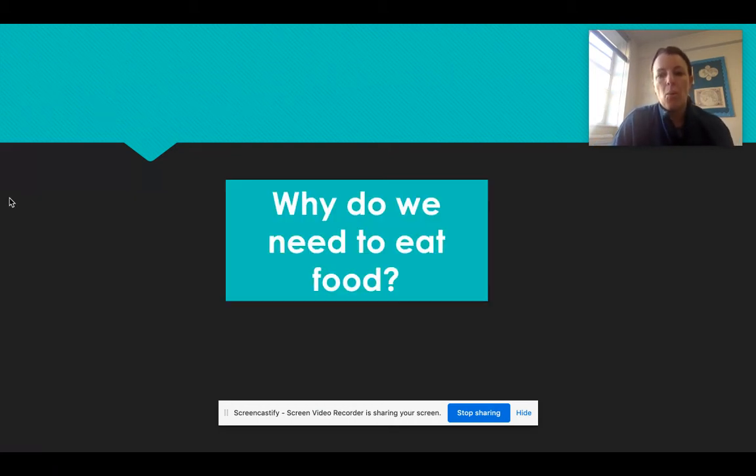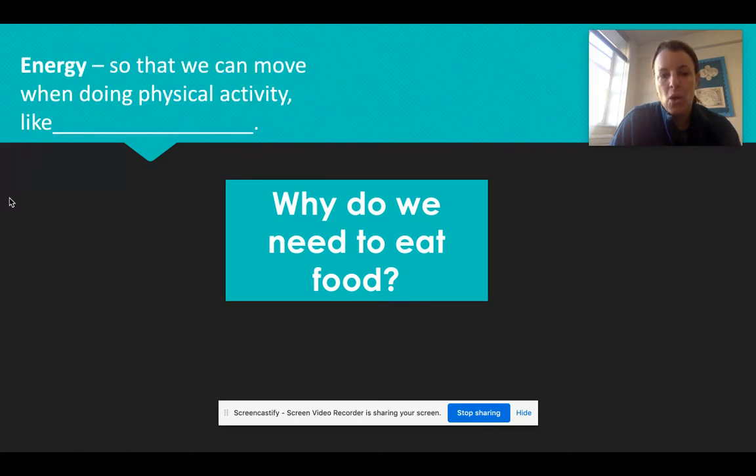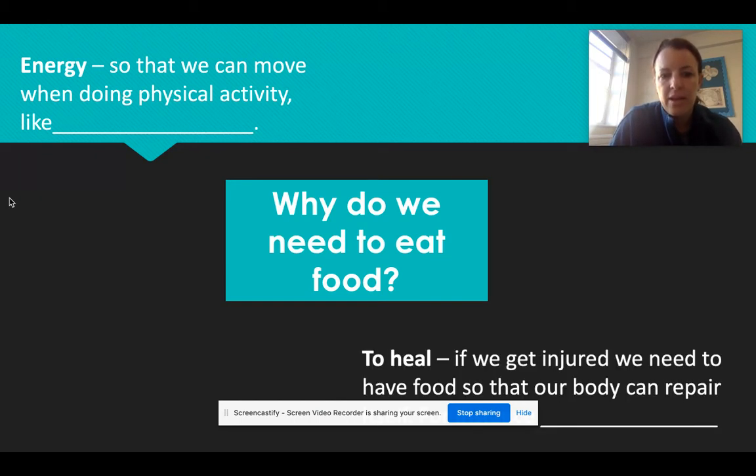Moving on. Why do we need to eat food? Well, we need to eat food for energy, so we can move when doing physical activity. You can write this down and give an example of physical activity. It could be running, jogging, playing sports, something like that. We need to eat food to heal. So if we get injured, we need to have food so our body can repair.